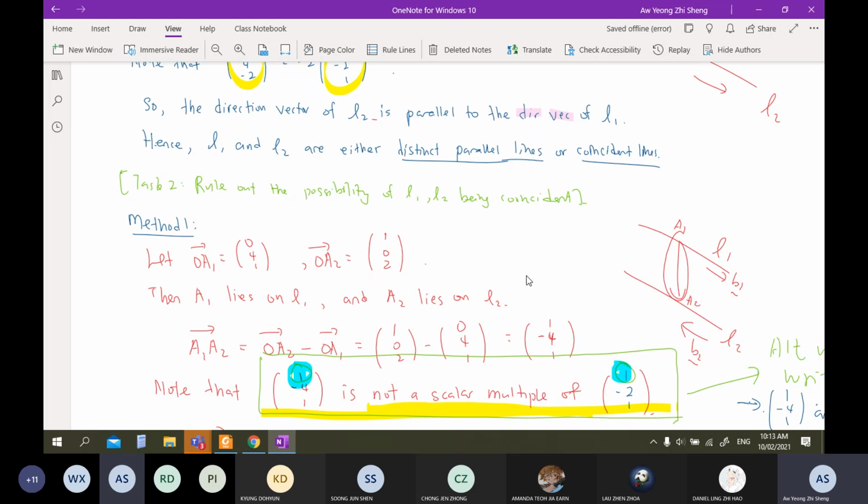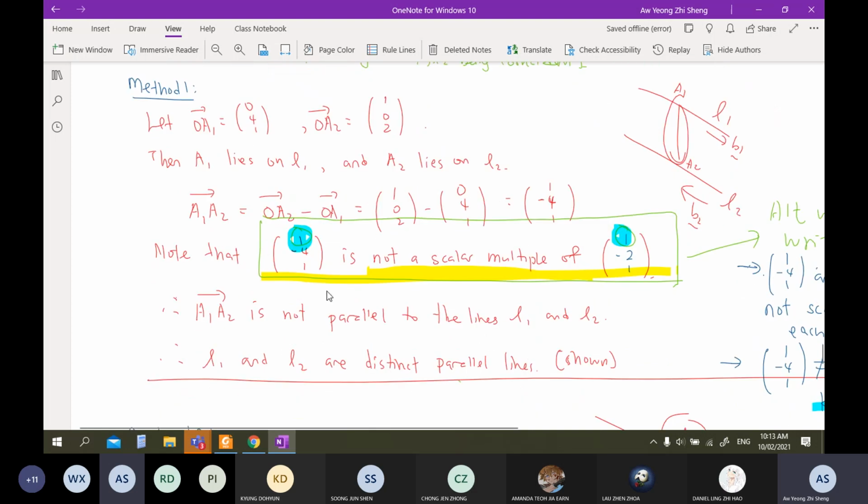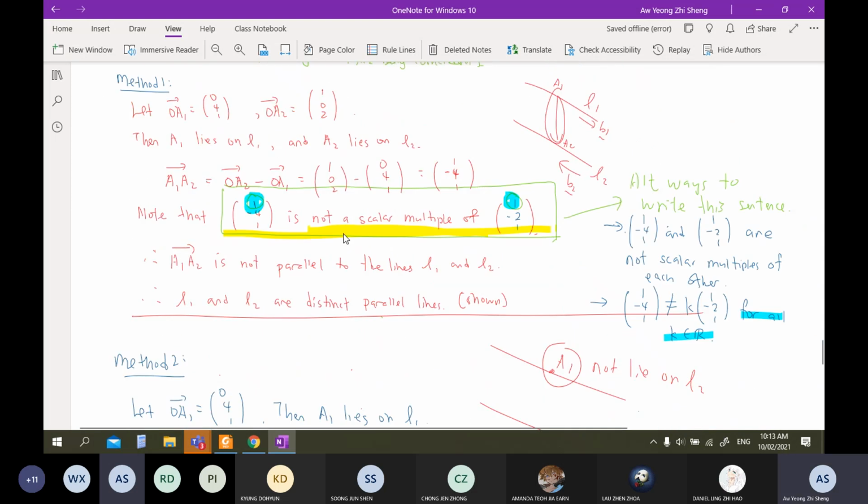So we name the points as A1 and A2 respectively. Then we construct the vector A1A2. Then notice that the vector A1A2 is not a scalar multiple of either of the direction vectors of L1 or L2. And then we say that the vector A1A2 is not parallel to the two lines, and therefore they must be distinct parallel lines.